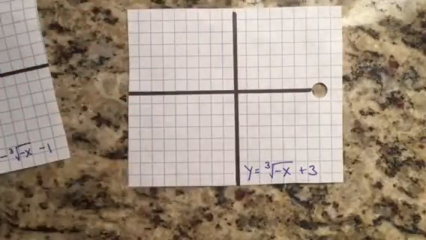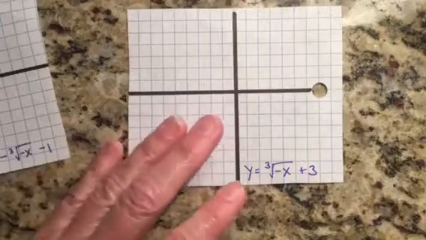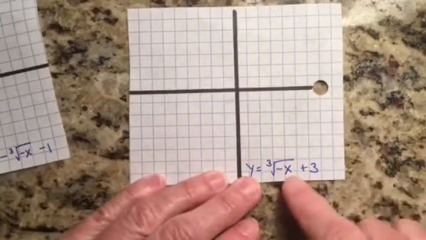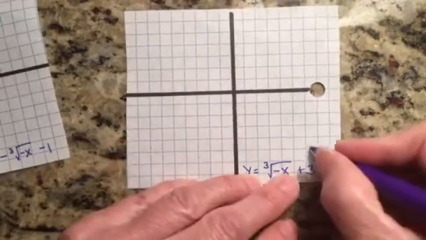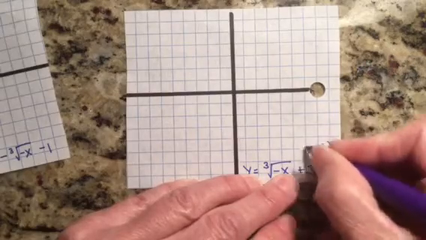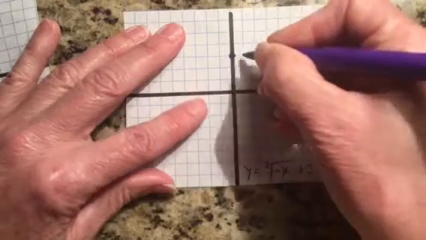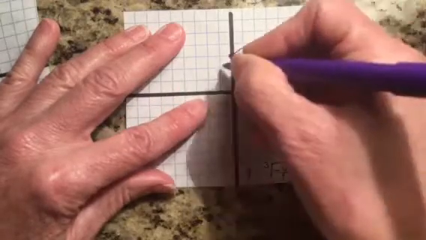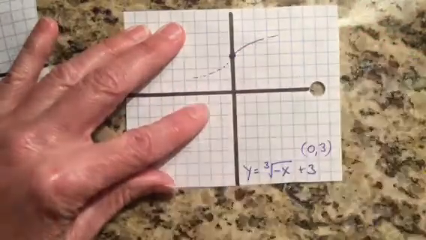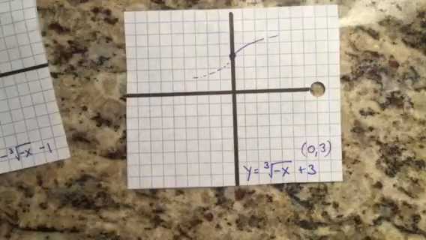Okay, let's do two more. So what is your vertex, or your critical point, first of all? Opposite and same. So opposite of something that's there, which is nothing. So 0, 3. So 0, 3, 1, 2, 3 is right here. I'm going to draw my cube root graph, which is here. That's my cube root graph, right?